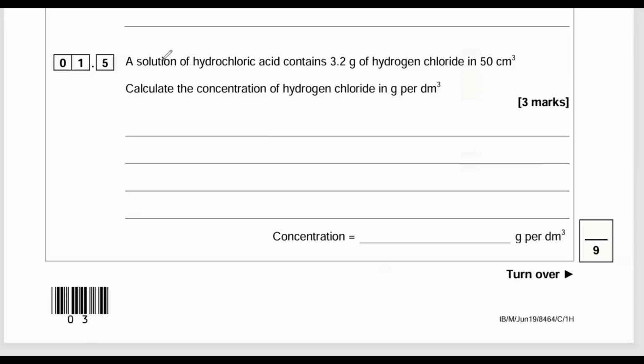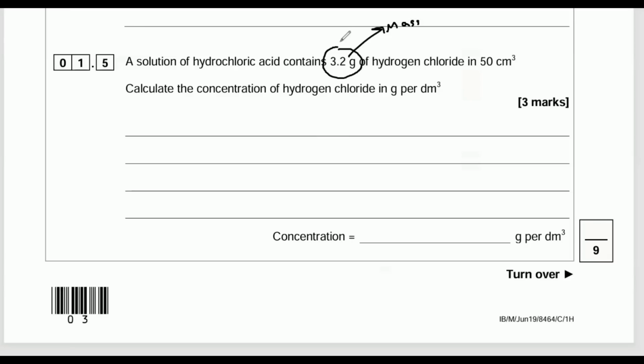First thing to do when you're confronted with a maths question, because it has numbers in the sentence, circle those numbers and identify what they mean. 3.2 G. Are we talking about like 3.2 thousand pounds in the back pocket? No, we're not talking about 3.2 G. We're talking about 3.2 grams. And what is that? That is mass.